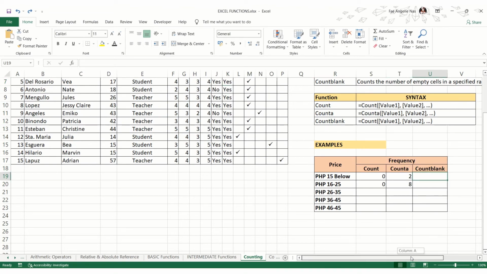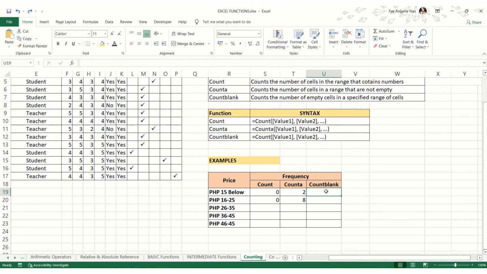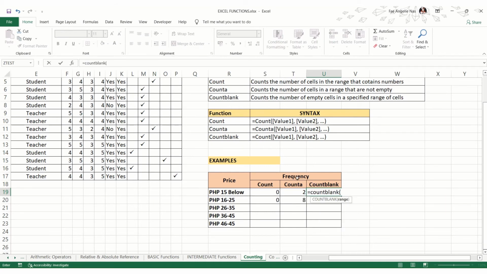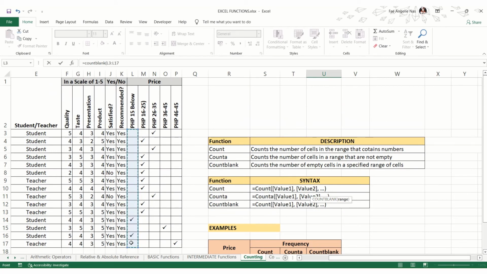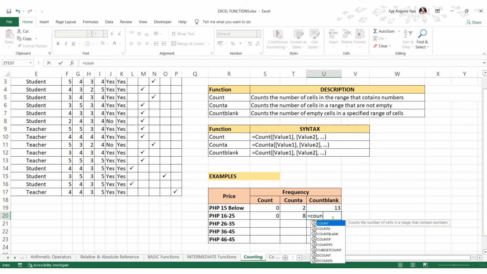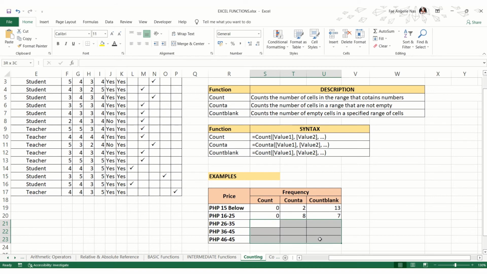So here, for example, you would like to count the number of blank cells in this range of cells for 15 pesos and below, and for 16 to 25 pesos. So let's enter here our COUNTBLANK function. Equals COUNTBLANK, open parentheses, highlight the range of cells, close parentheses, and then enter. And then for the next one, equal sign, COUNTBLANK, open parenthesis, the range of cells to be referenced, close parenthesis, and press enter. For the rest, you can use this as your practice problems.